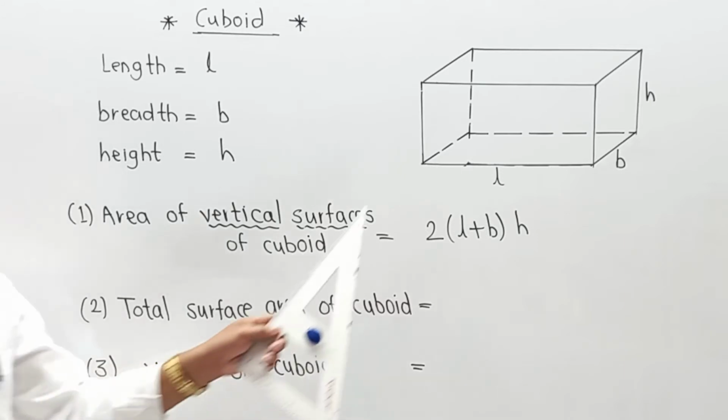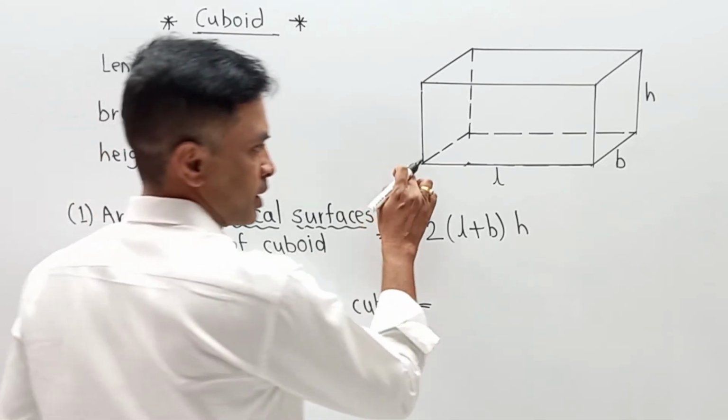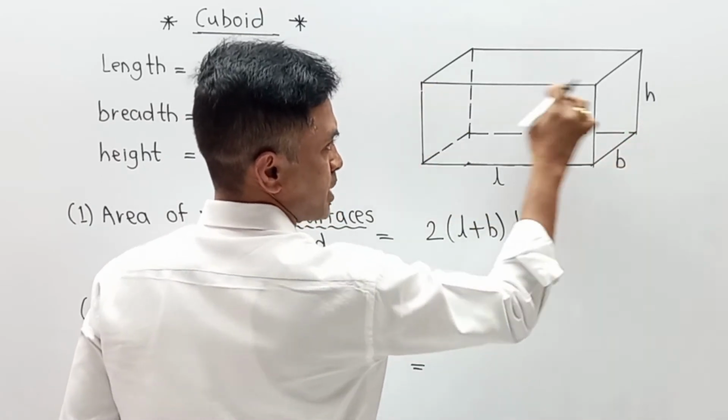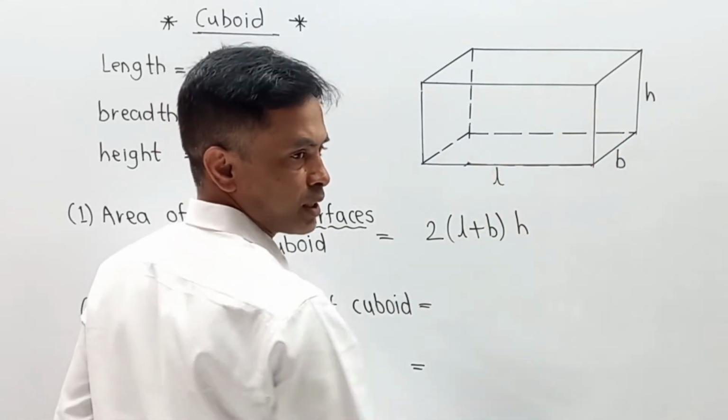Now remember, a cuboid contains a total of 6 faces, or you can say 6 surfaces. In that case, if you want to calculate the total surface area, we have to consider all 6 faces. The part is the total surface area of a cuboid. One by one: length into breadth at the bottom as well as length into breadth at the top means 2 L into B.